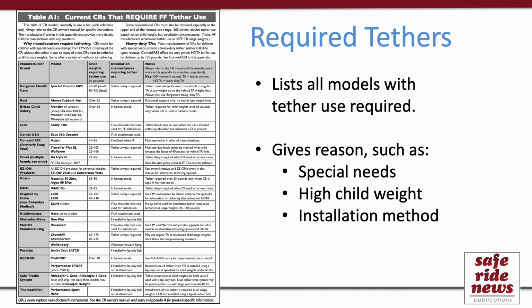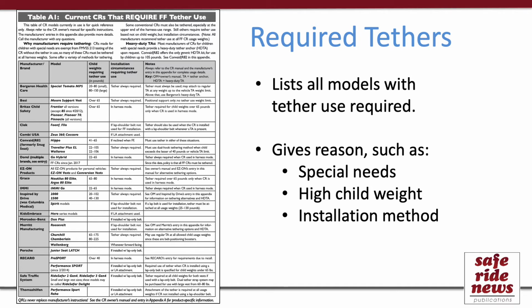So there's so much more in Appendix A that could be covered, even just focusing on tethering. But for this presentation, I'll finish off this Appendix A by pointing out that there's a quick reference table at the beginning, and there are actually two. And this table A shown here lists all the car seats that require tethering.